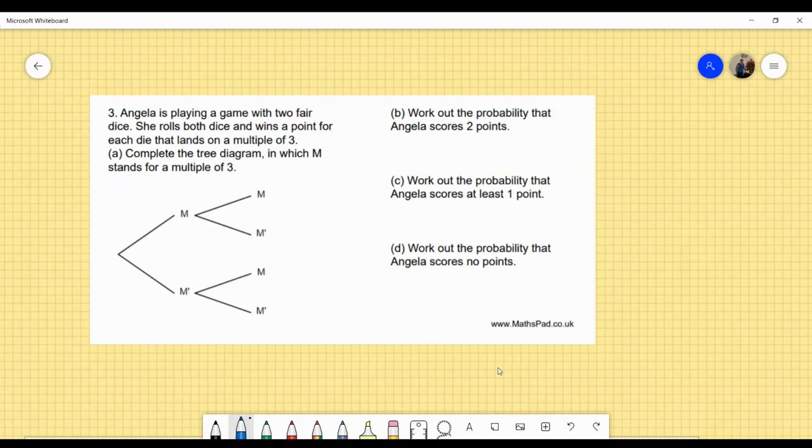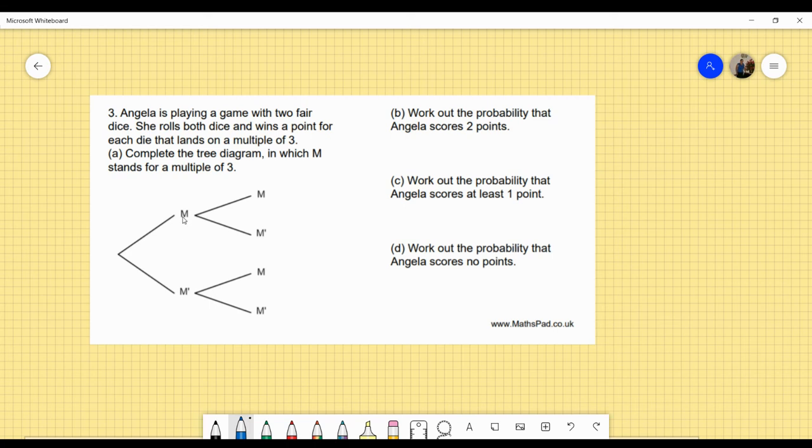So here's a little bit of help with question 3. Admittedly, it's not come out particularly clear, as you can see perhaps on the screen at the moment. So Angela is playing a game with 2 fair dice. She rolls both dice and wins a point for each die that lands on a multiple of 3. Complete the tree diagram in which M stands for multiple of 3.